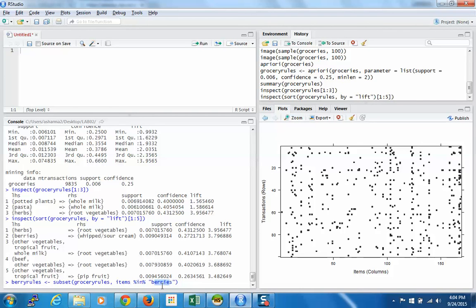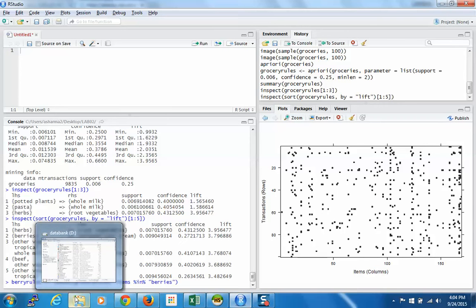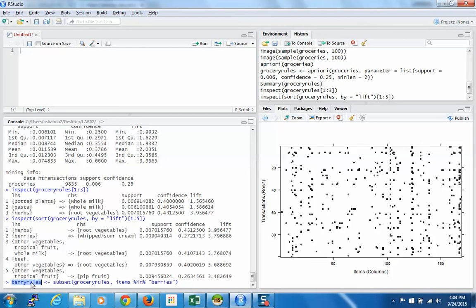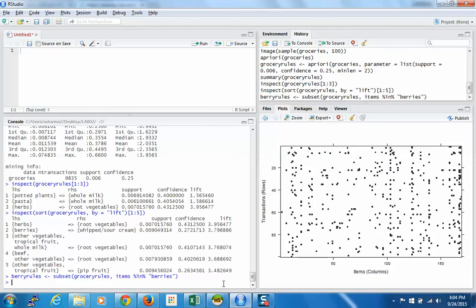And once you filter those items, create a subset of that, put that subset into this particular variable called berry rules. So it's creating a subset of the grocery rules based on those rules which have berries in them in item attributes. So where the items are like berries, take them out and put them into this particular variable called berry rules. So that is how the subset command works. So once I hit enter, now all the rules which are related to berries are in berry rules.